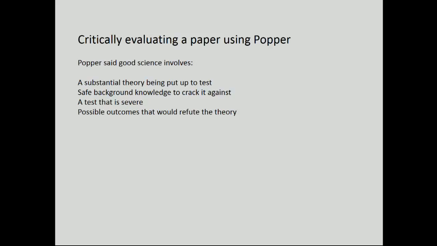Okay, so keep that theory in mind, because that'll be your example you'll be working with as I go through some examples here. And we'll be considering the following principles. Popper said, if it's good science, it'll involve a substantial theory being put up to test, some safe background knowledge to crack it against, a test that's severe, and of course possible outcomes that could refute the theory that you've stated in the context of the experiment you're going to perform or that you're looking at. So let's go through those in turn.